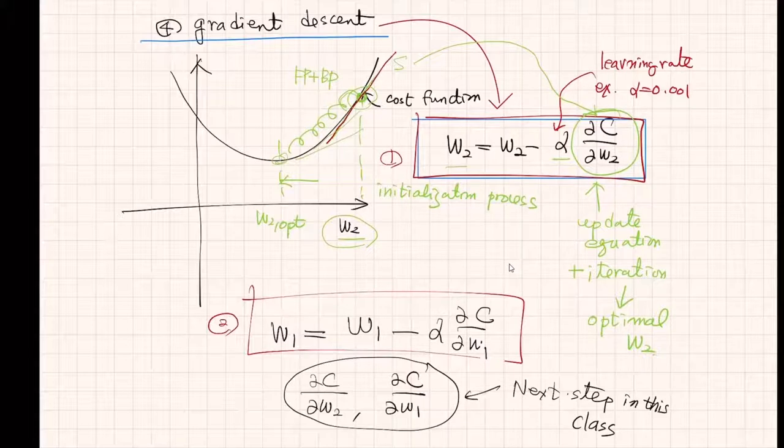Before moving into the next part of my class, which will be spent deriving the equation for the derivative of the cost function, let's pause for a moment. I would like to discuss a little bit more the meaning of this iteration formula, and how we can determine this number. This is one of the hyperparameters.